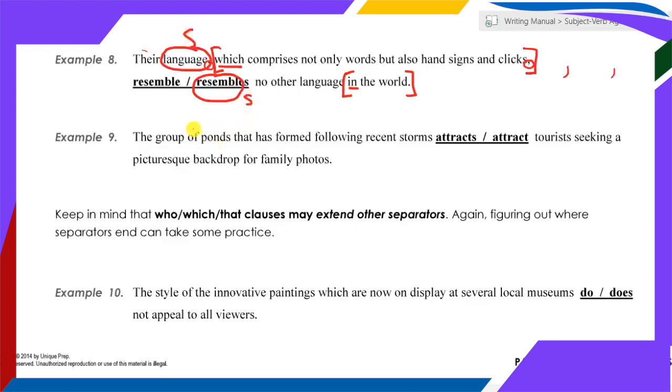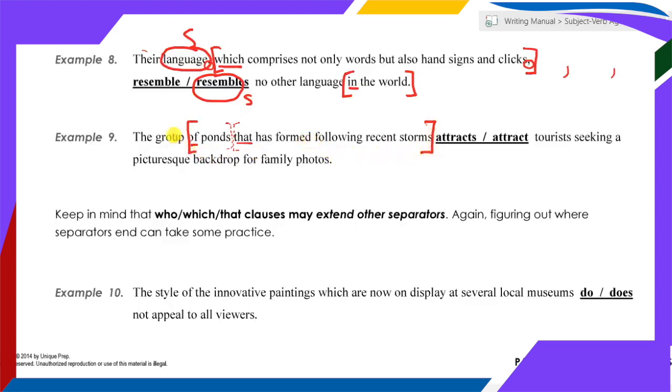Example 9, the group of ponds. So there's a preposition, so we're going to start our separator there. We might be tempted to end our separator here, and that'd be perfectly fine as long as we spot that we need to pick another separator back up at the that. Remember, who, which, that clauses are separators. So instead of drawing 2 brackets in here, all I'm going to do is keep going, and I'm going to draw my ending bracket after the that clause.